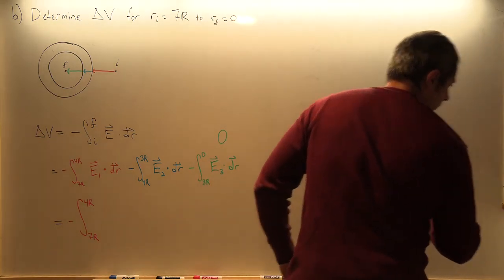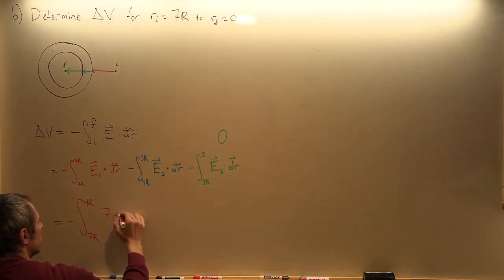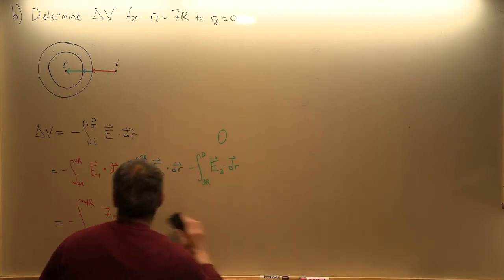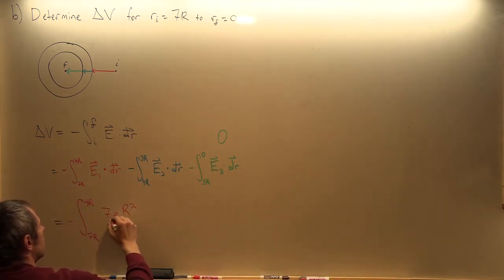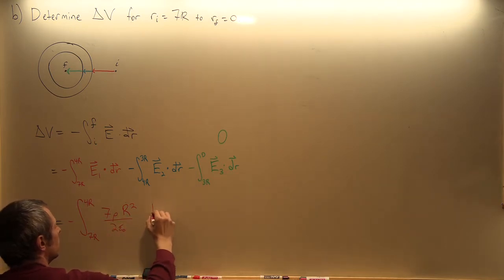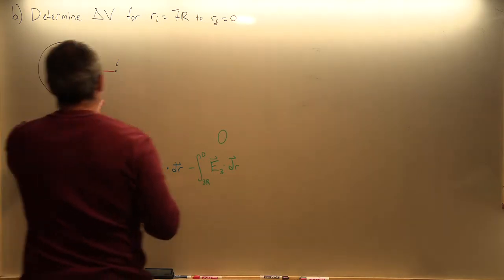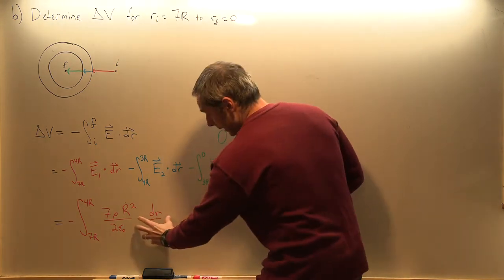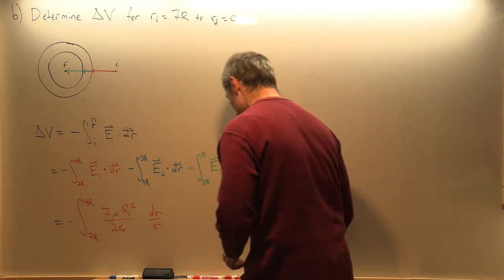7 rho r squared. All right, so that's the electric field in here. Again, I separated out the R dependence, lumped all the constants together of that formula that I got from yesterday.